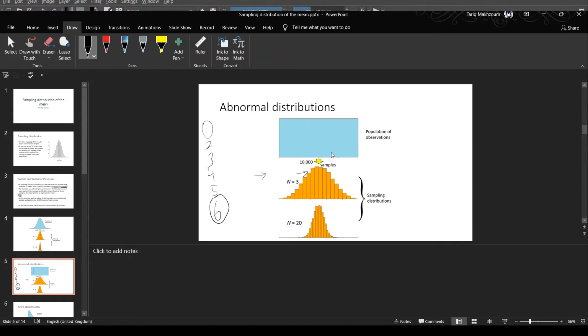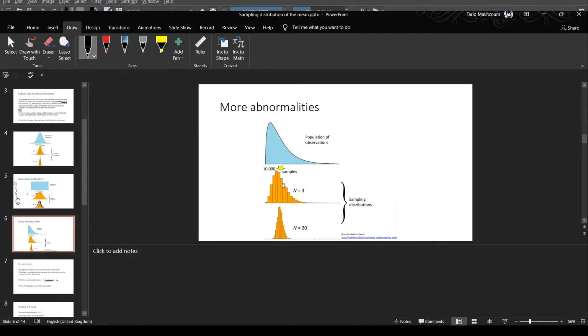But with means, the higher values will balance out the lower values, and so it will push the mean towards the middle. And again, the higher the sample size, the narrower the distribution, and the closer it gets to a normal distribution. And with a skewed population, the same thing happens: higher sample size, more narrow, and closer to a normal distribution.